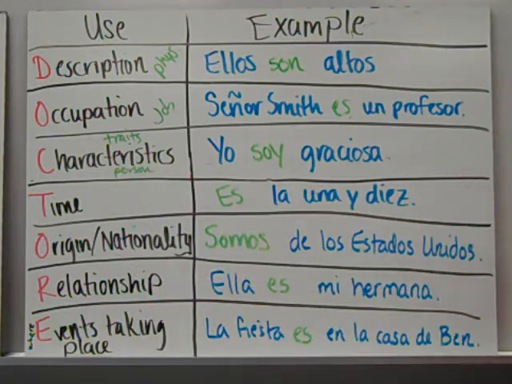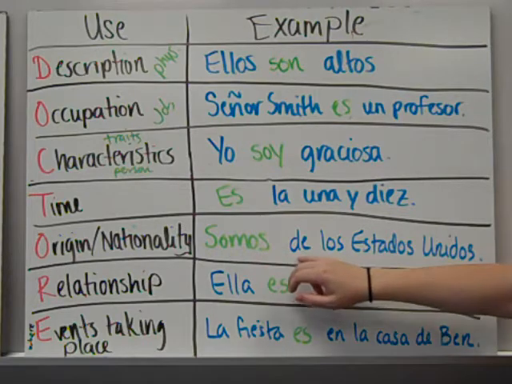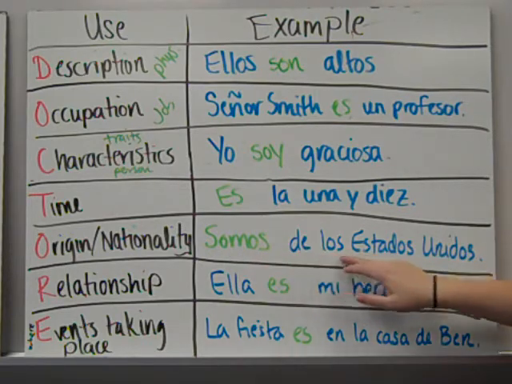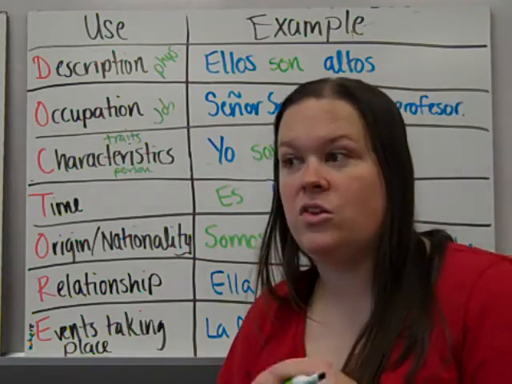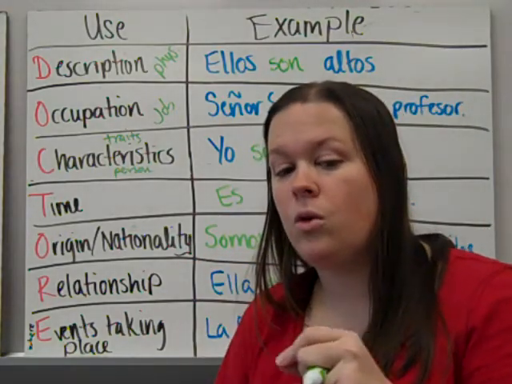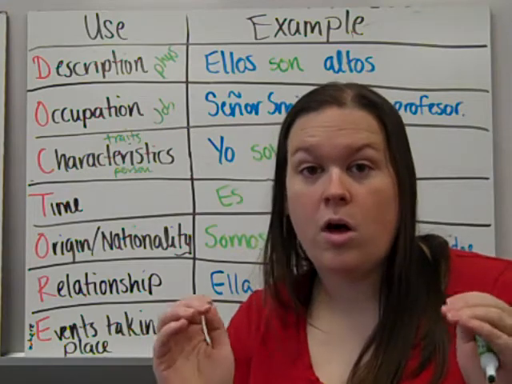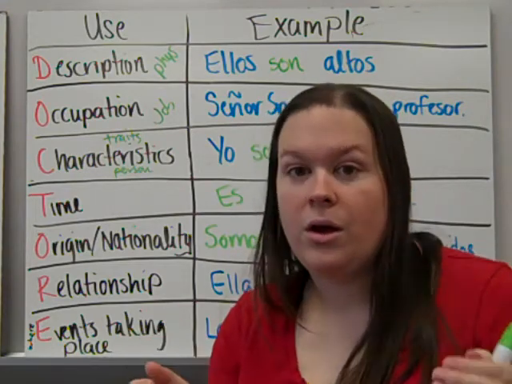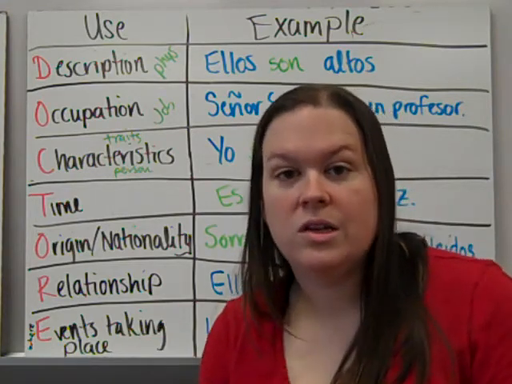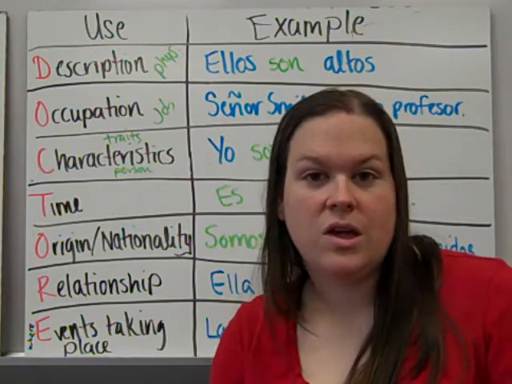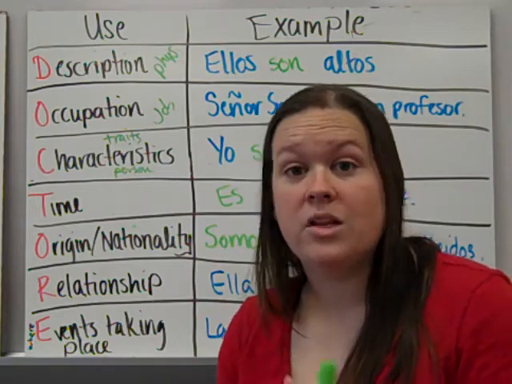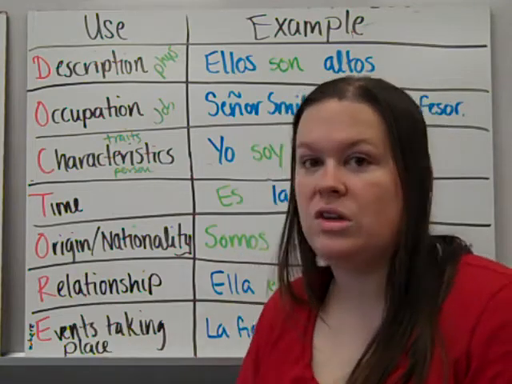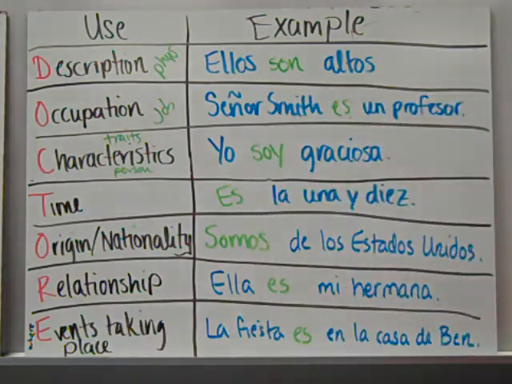Origin or nationality, somos, we are, de los Estados Unidos. So we are from the United States. Now if you're saying your nationality, you would say soy estadounidense. That's one long word that means American or United States citizen. Estadounidense. If you're Cuban, you'd say soy cubano or cubana. That's your nationality. Versus origin is the name of the country that you're from.